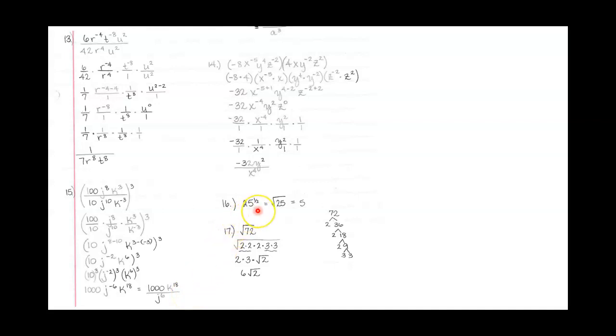All right, for 16, we were asked to rewrite 25 to the 1/2 as a radical. So remember that anything to the 1/2 is the same thing as square root. If it was to the 1/3, it would be cube root. If it was to the 1/4, it would be fourth root.